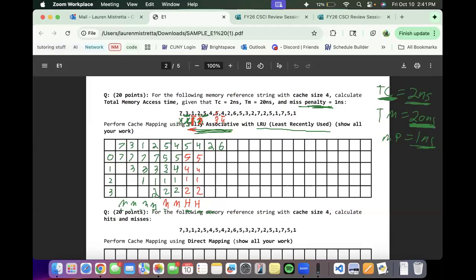Okay, 2 is going to be next. In this case, 2 is actually in here. So this is great, because now I don't have to worry about kicking off anything. This is going to be a third hit. Okay, now I update it. So now 2 is going to take on the 4 value, because it was most recently used.